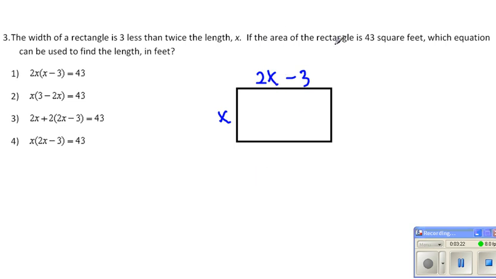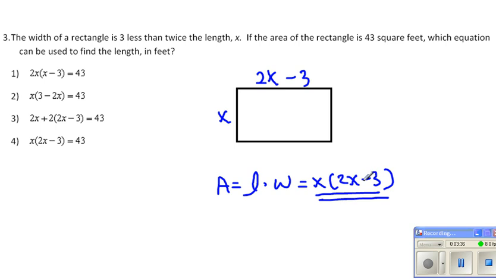Now, but its area is equal to 43. The way which we can get the area is length times width. So what we end up getting is simply x times 2x minus 3. That becomes our answer, which we now know it to be equal to 43. So therefore, our answer would have been choice number 4.